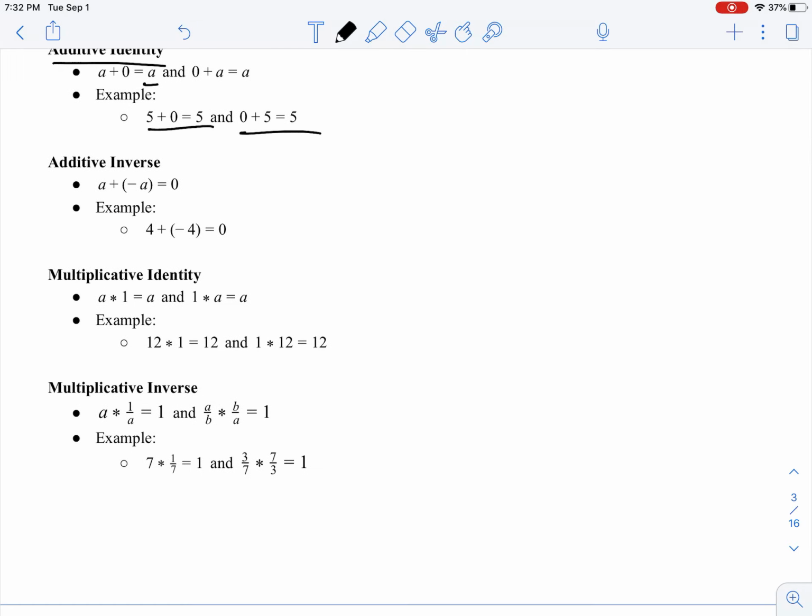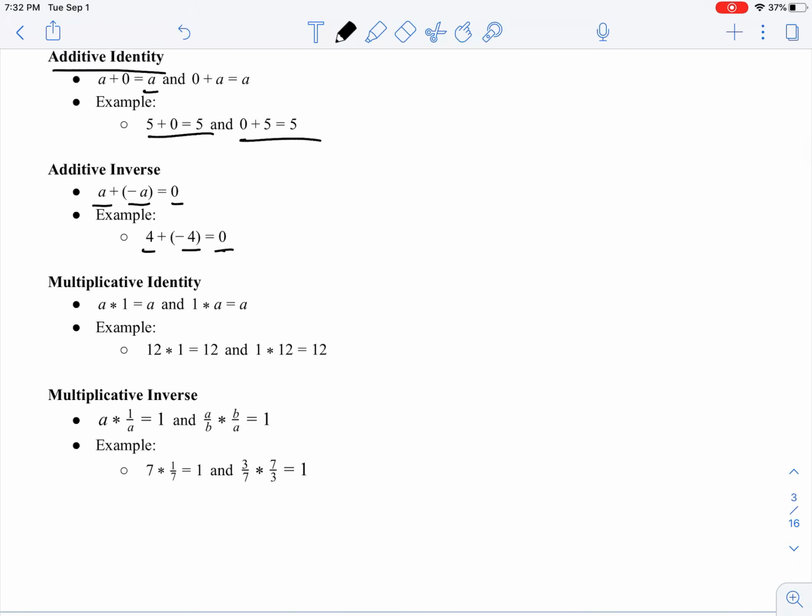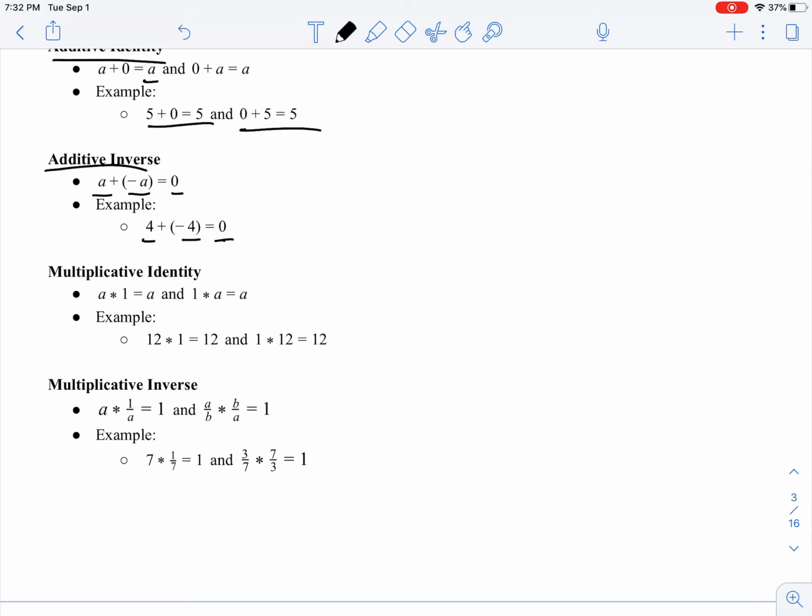The additive inverse. If I add the negative value to its positive value, it'll equal 0. For example, a plus negative a equals 0. 4 plus negative 4 equals 0. I know that's basic, but I just wanted to point that out. That's the additive inverse. That's adding its inverse. An inverse is another word for its opposite.